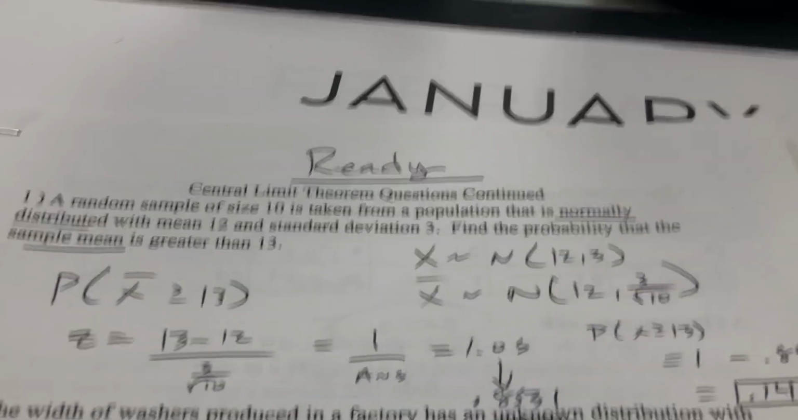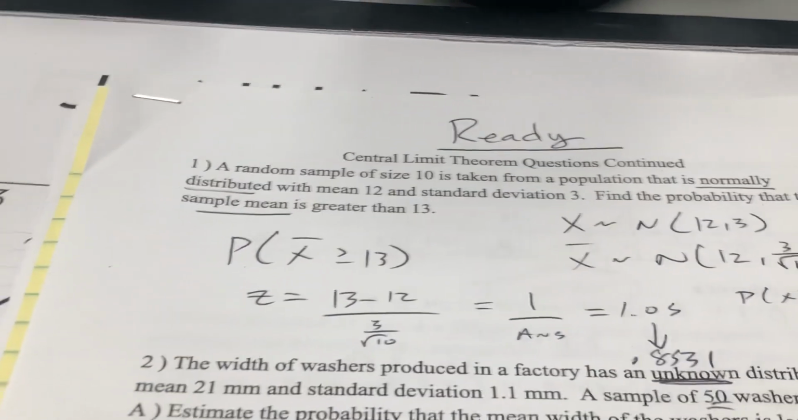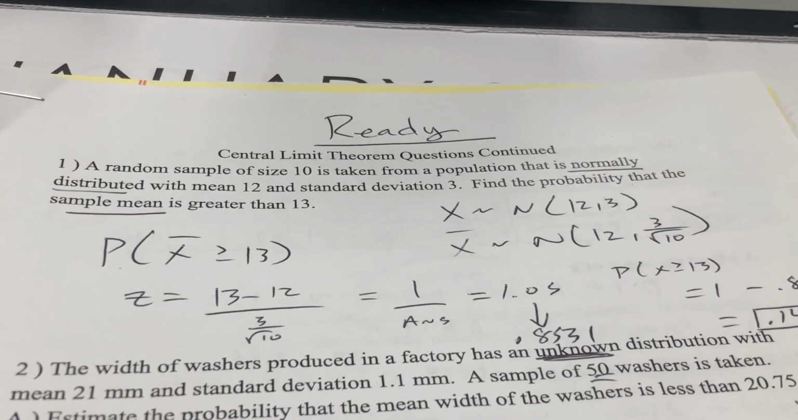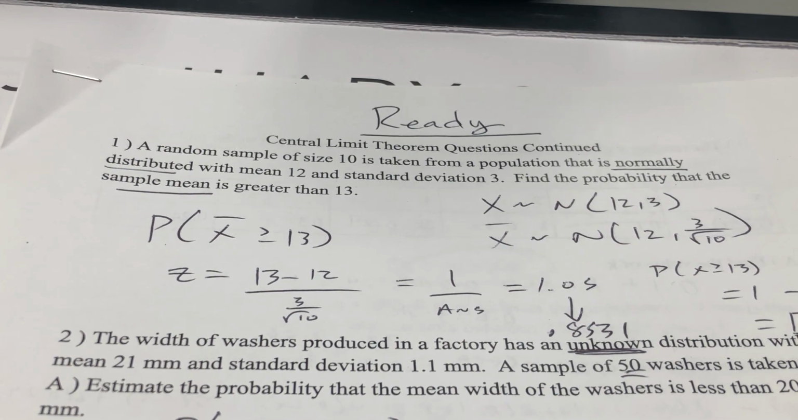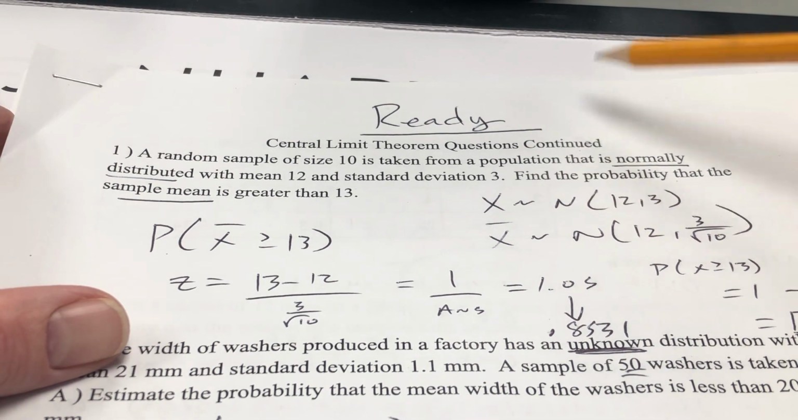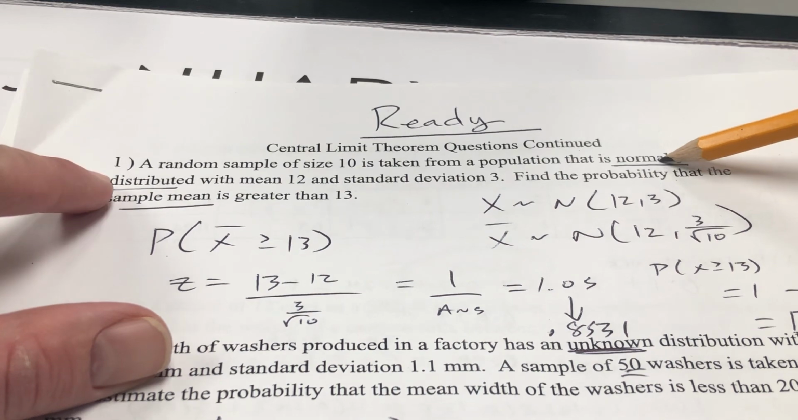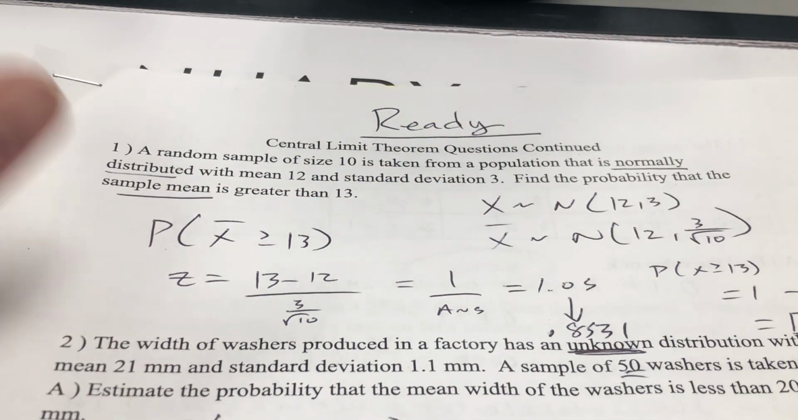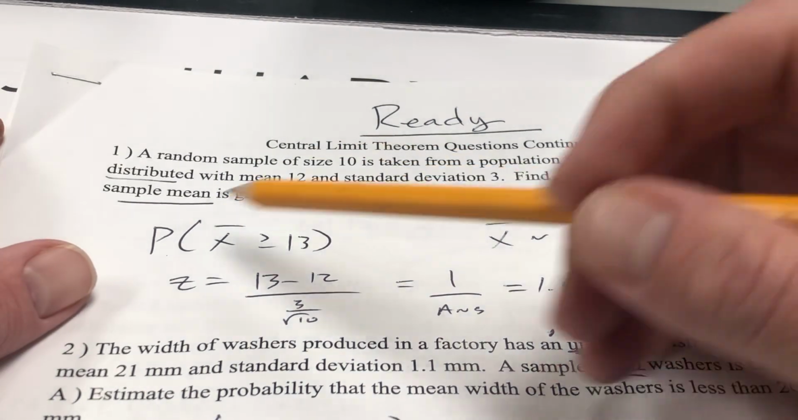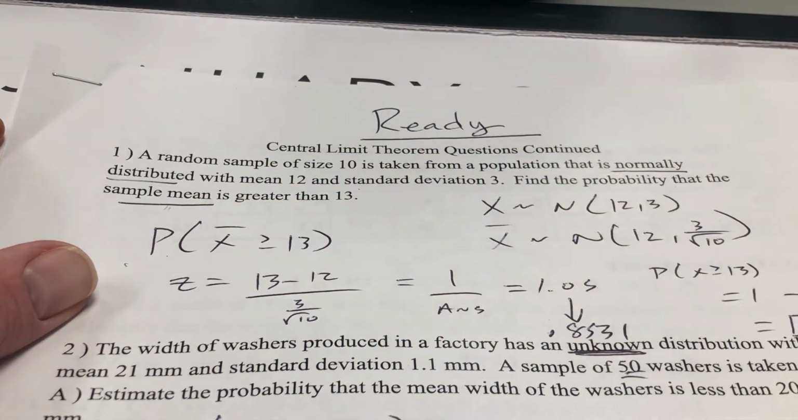Okay, folks, take a look at number one. Random sample of size 10. Okay, so 10's not large enough. We don't know anything about the T distribution right now. All we know is about Z. 10 is not large enough unless you see these magical words: from a population that is normally distributed with mean 12 and a standard deviation of 3. Find the probability that the sample mean is greater than 13.